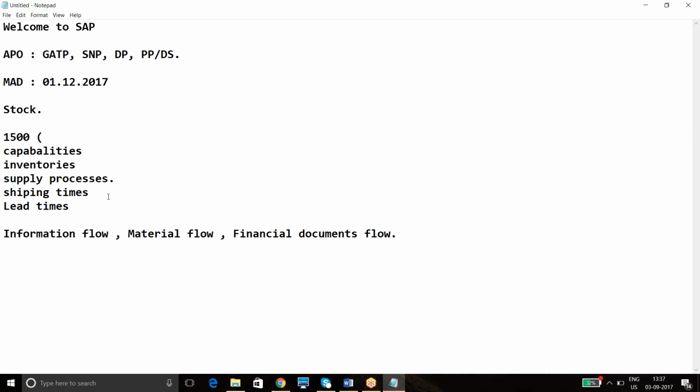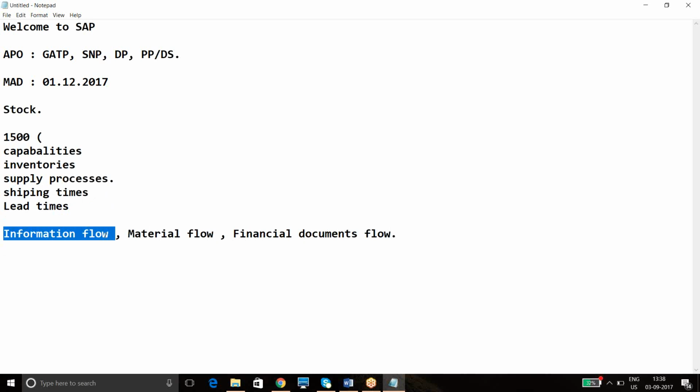SAP tries to reinforce the existing data, and it emphasizes more on the information flow. So how accurately can it process the data, or how accurately can it make decisions with the existing data, is what SAP tries to do.